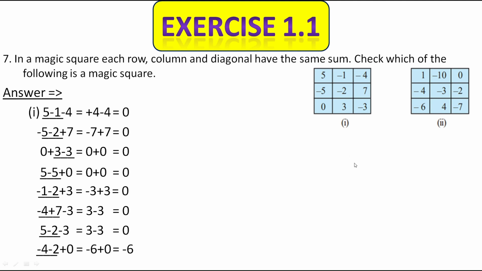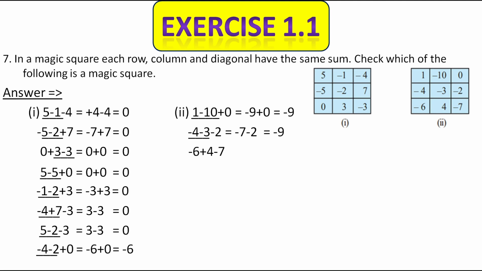Okay, now let's check this one. Here we will first take the rows again. 1 minus 10 plus 0. We will make a group of these first two digits. 1 minus 10 is equal to -9 plus 0 is equal to -9. Now let's take the next row, that is -4 -3 -2. -4 minus 3 is equal to -7, -2 is equal to -9. Okay. Next row, -6 plus 4 -7. When we add -6 plus 4, we get the answer -2 and we have -7 now. So the answer will be -9.